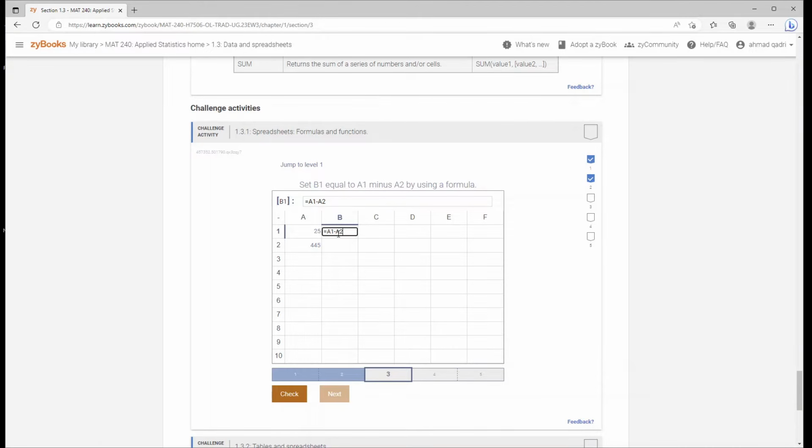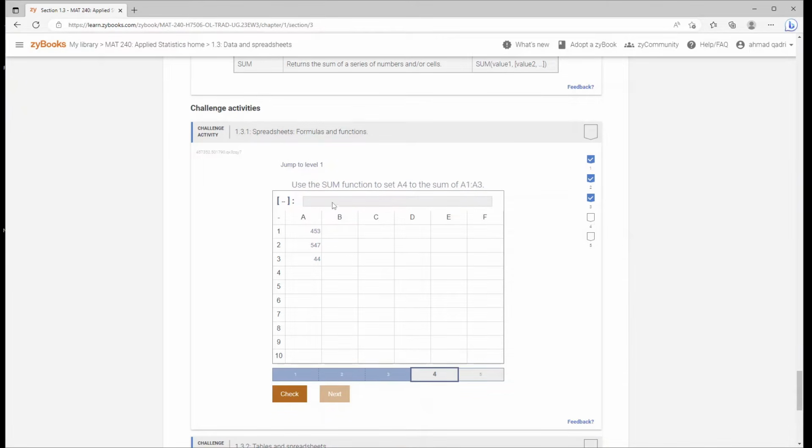And what this will do is it will take the value here in A1, which is 25, and it will subtract from it the value contained in A2, which is 445. And so that's minus 420. If I hit check, that is the correct response.